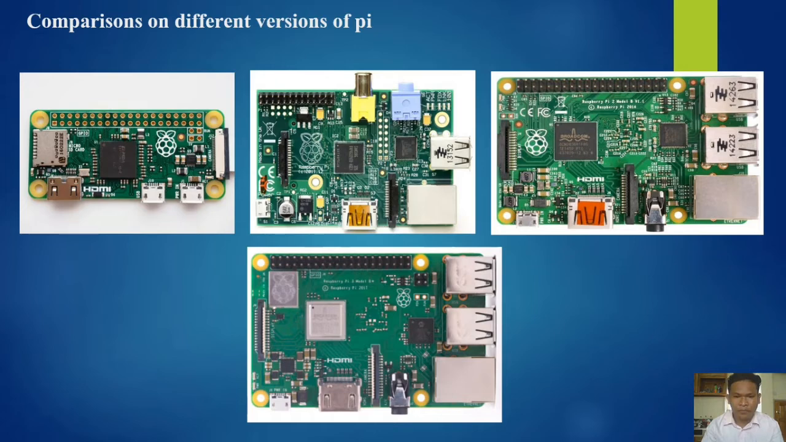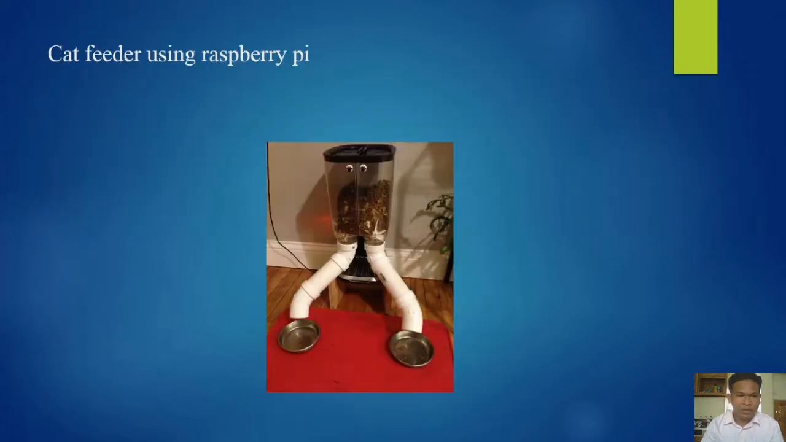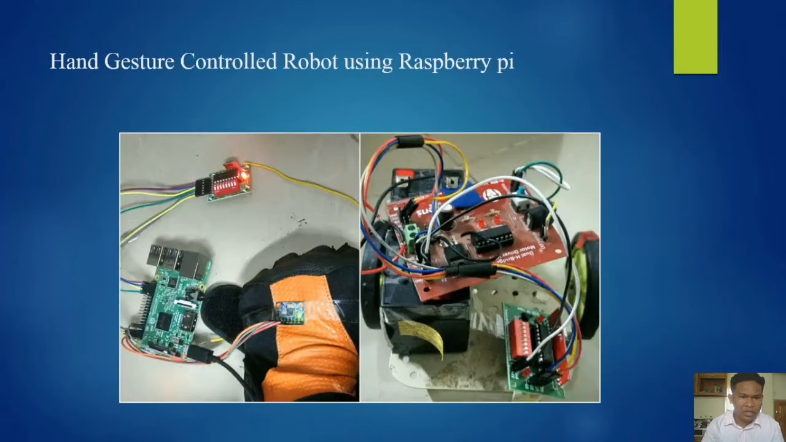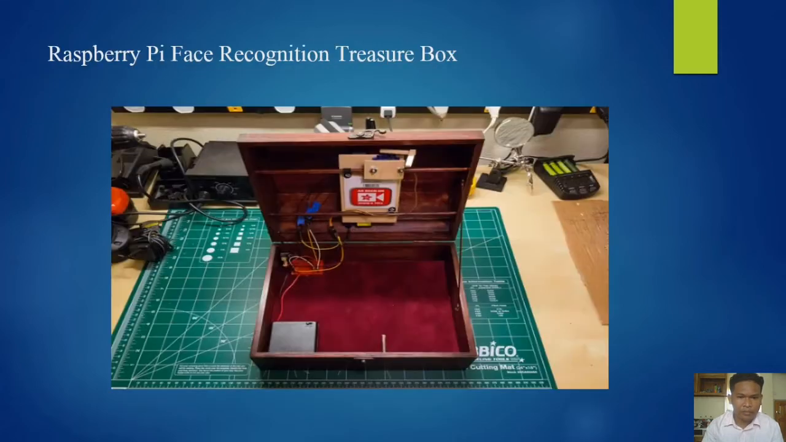So here are examples of projects using Raspberry Pi. Cat feeder using Raspberry Pi. Hand gesture control using Raspberry Pi. Raspberry Pi recognition treasure box.